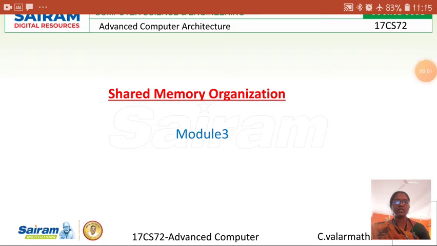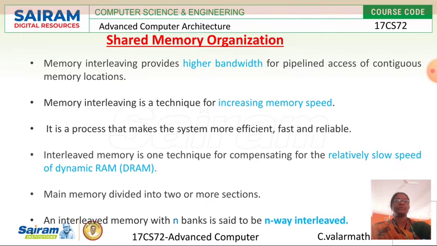Hi students, today our topic is shared memory organization in Model 3. Shared memory organization involves the topic of memory interleaving. Memory interleaving is one of the techniques which provides higher bandwidth for a pipelined access of contiguous memory locations.